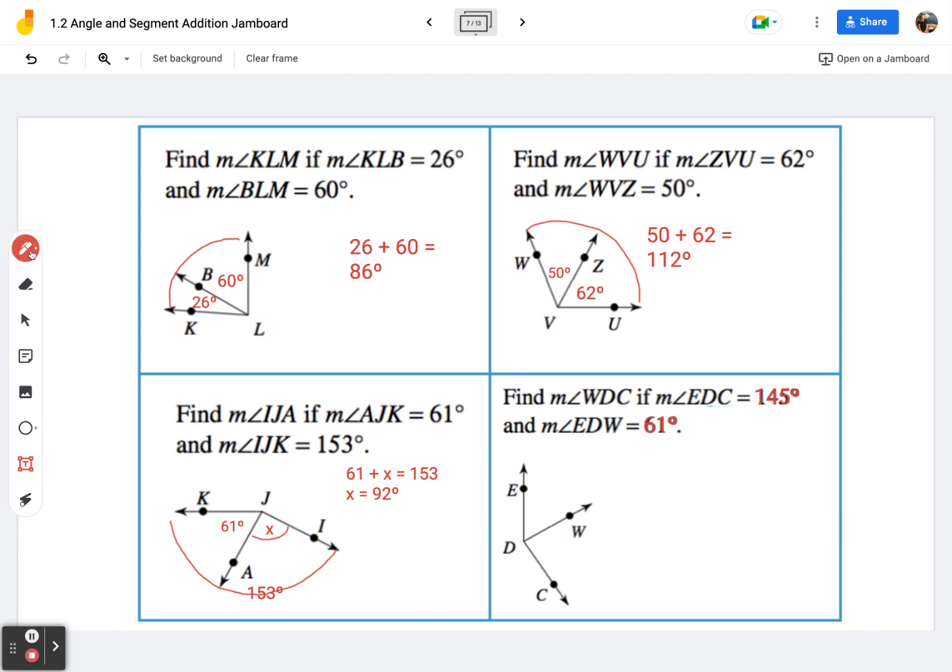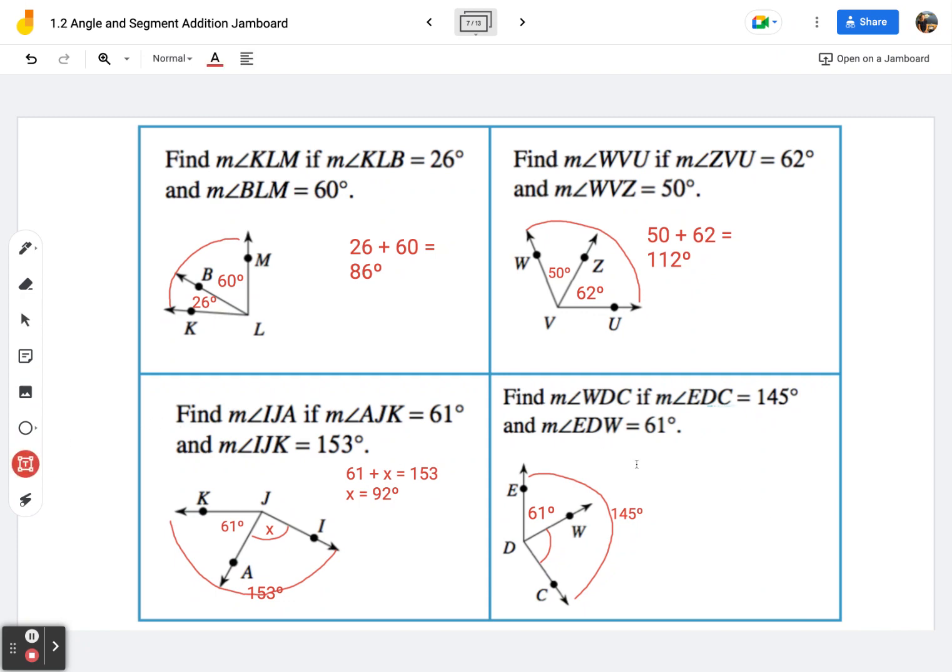Okay, on the bottom right, this problem is asking us to find the measure of angle WDC. So we are asked to find the measure of this piece, and what has been given is EDC. The whole outer angle is given as 145 degrees, and the other little piece, this acute angle, EDW, measures 61 degrees.